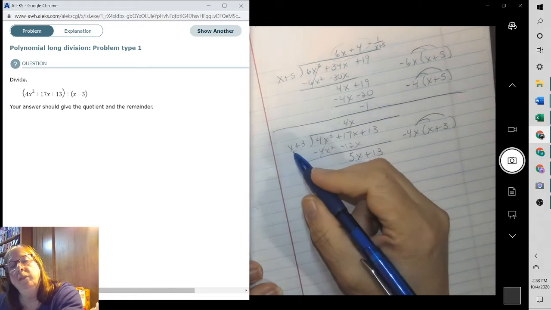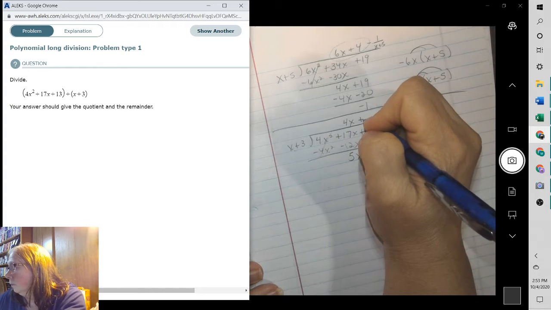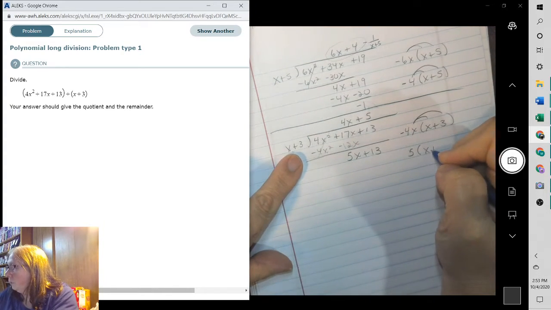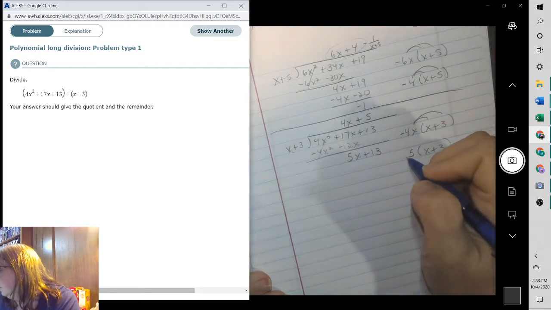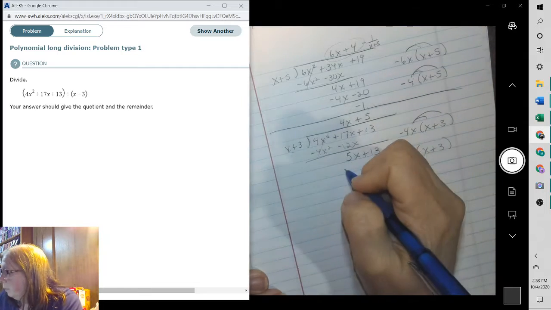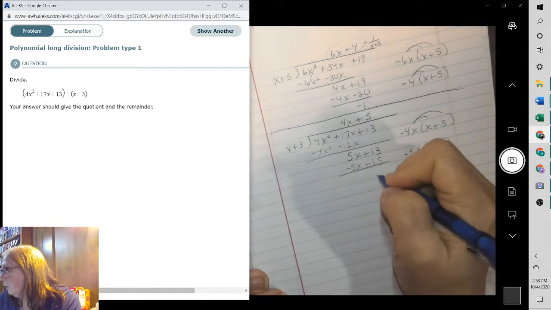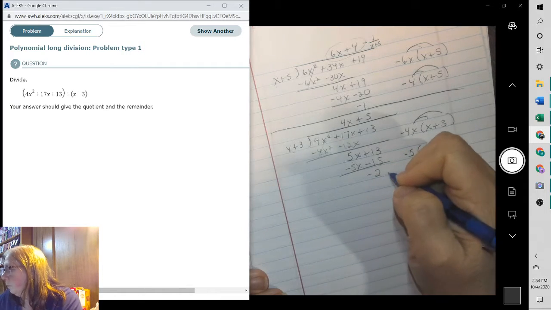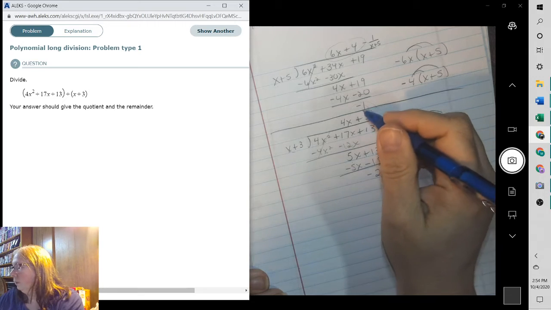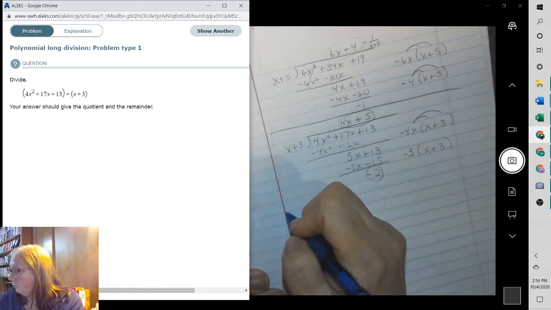When we have an x, what do we need to multiply by to get 5x? 5. So we're going to take that 5 times the x plus 3. Again, I'm going to make this a negative because I'm subtracting it. So I have a minus 5x and a minus 15, which gives me a negative 2 for my remainder. So my quotient is 4x plus 5. My remainder is negative 2.